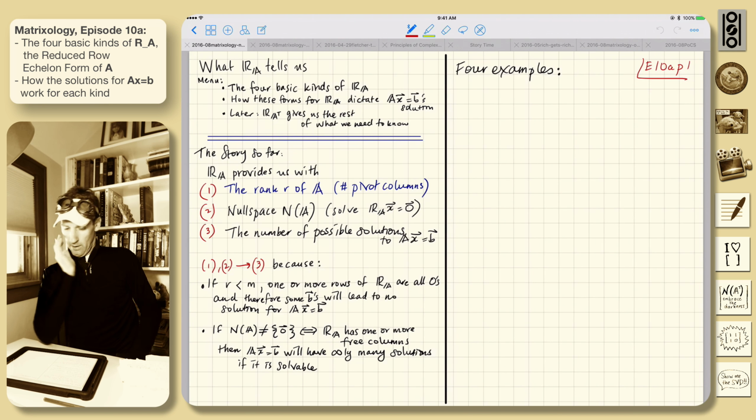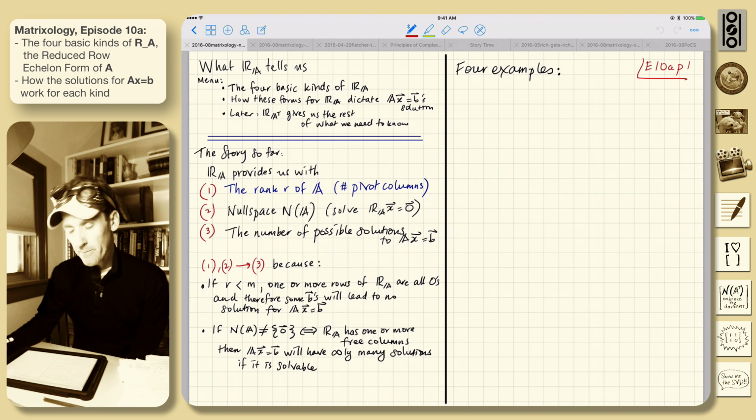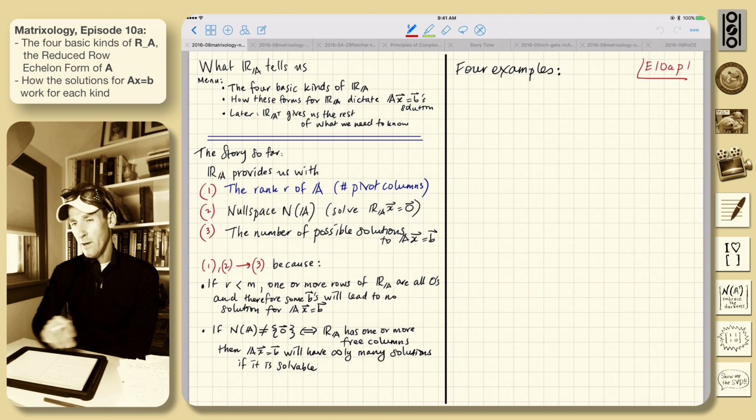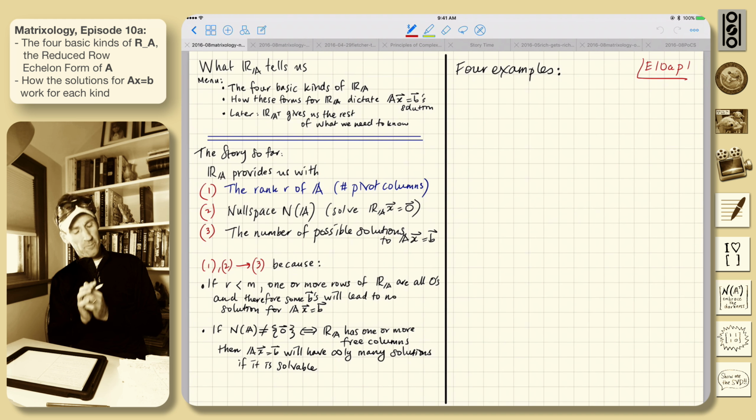All right, people, we are going to talk about the reduced row echelon form of A and what that gives us for our subspaces that we're interested in. We're very interested. I know you're very interested. It's very exciting. Okay, the plot thickens. It really does. It really gets quite deep here.